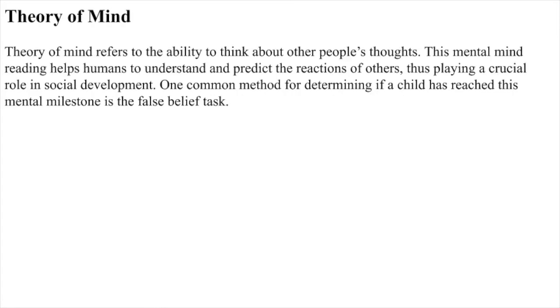Theory of mind. Theory of mind refers to the ability to think about other people's thoughts. This mental mind reading helps humans to understand and predict the reactions of others, thus playing a crucial role in social development. One common method for determining if a child has reached this mental milestone is the false belief task.